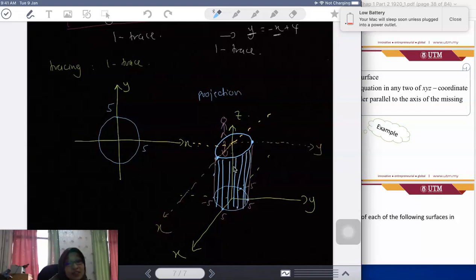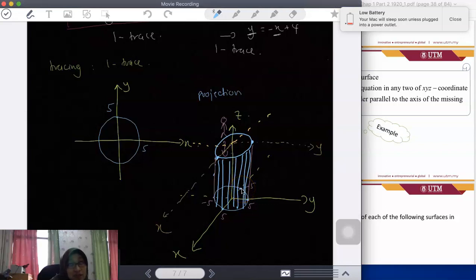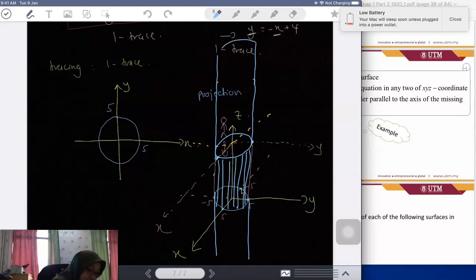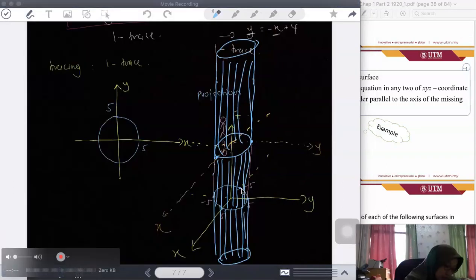Okay, so actually the size of the cylinder is not only in this shape, this small form like that. Actually it is a very, very long cylinder. You can extend that, and the length of this cylinder has no boundary. Okay, no boundary.